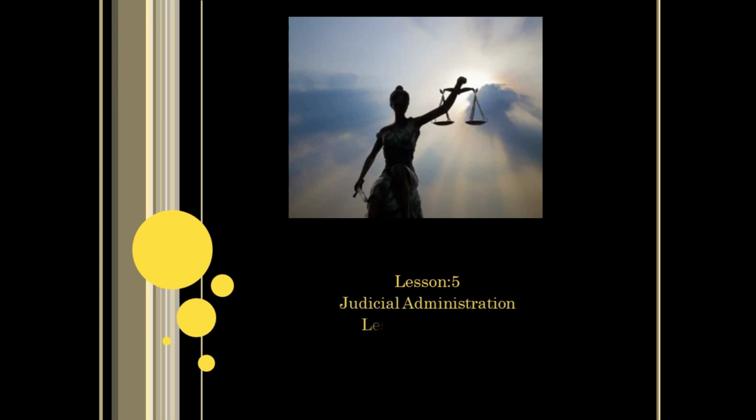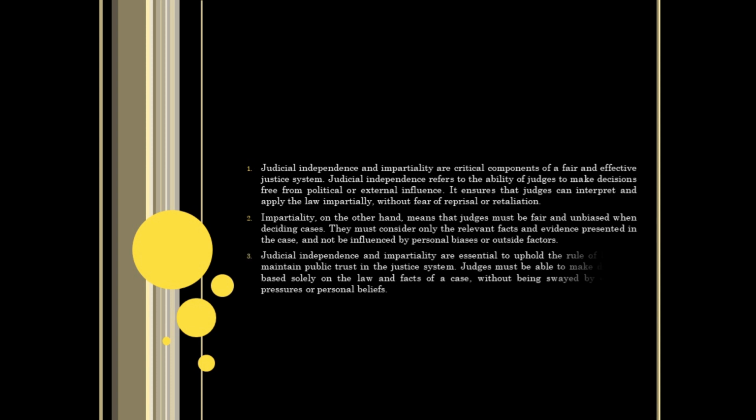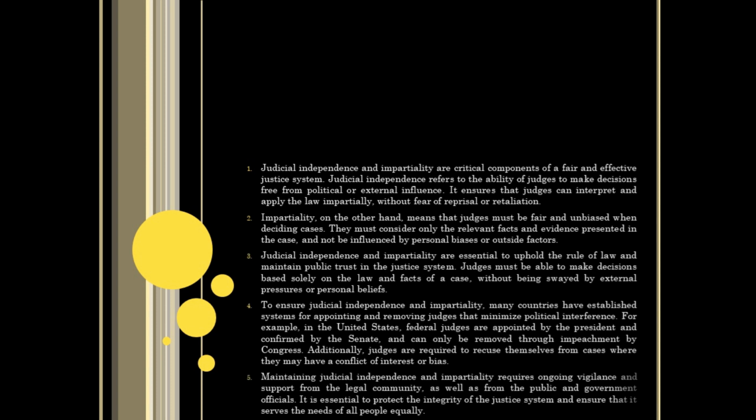Lesson 5. Judicial Administration. Lesson 5 Unit A. Judicial Independence and Impartiality. 1. Judicial independence and impartiality are critical components of a fair and effective justice system. Judicial independence refers to the ability of judges to make decisions free from political or external influence. It ensures that judges can interpret and apply the law impartially, without fear of reprisal or retaliation.